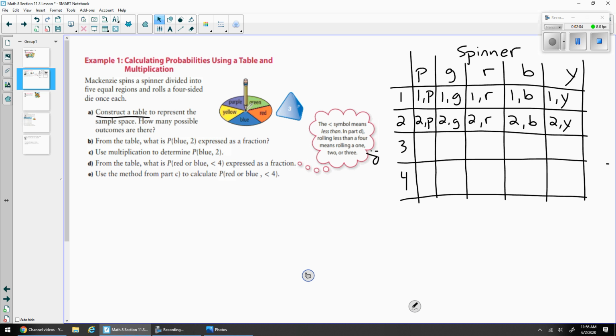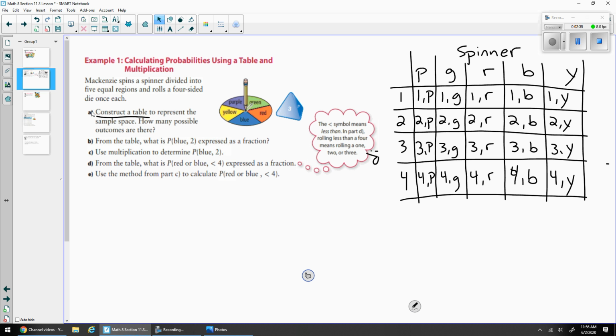2 yellow, 3 purple, 3 green. Yeah, 4 purple, 4 green. Sorry. Just slowly doing this, almost done. Well, I can't talk and do it. Okay, there we go. Have it filled in.